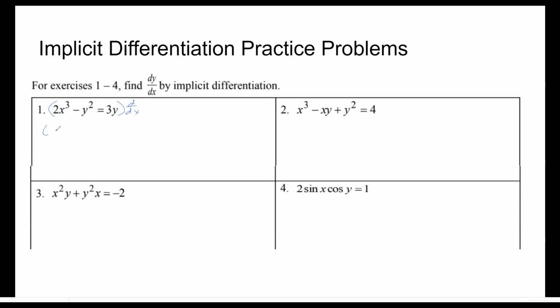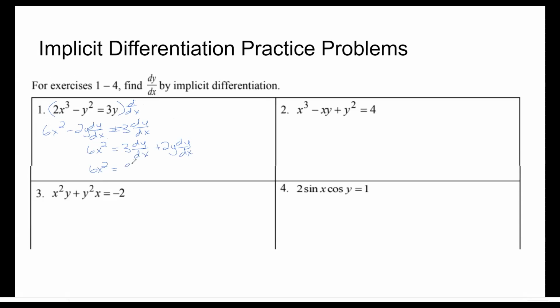So I get 6x squared, subtract 2y dy/dx, equals 3 dy/dx. I'm going to bring that 2y dy/dx over to the other side. So I get 6x squared equals 3 dy/dx plus 2y dy/dx.